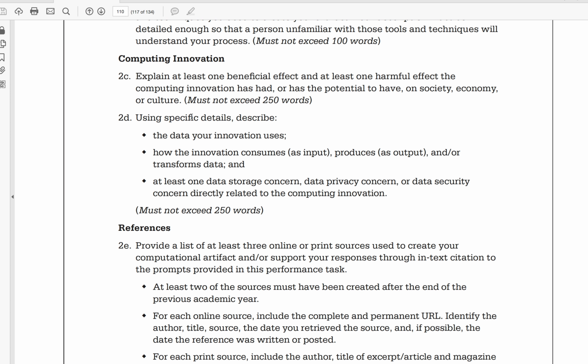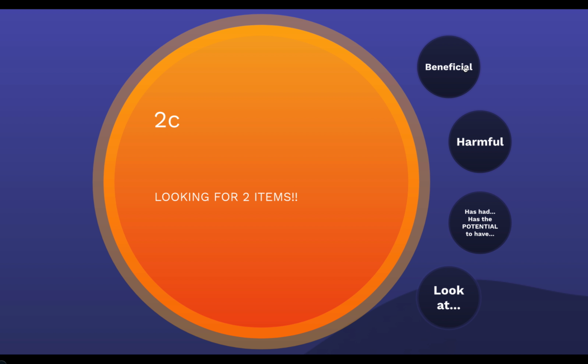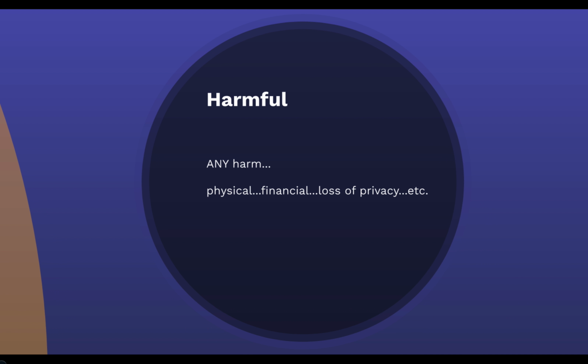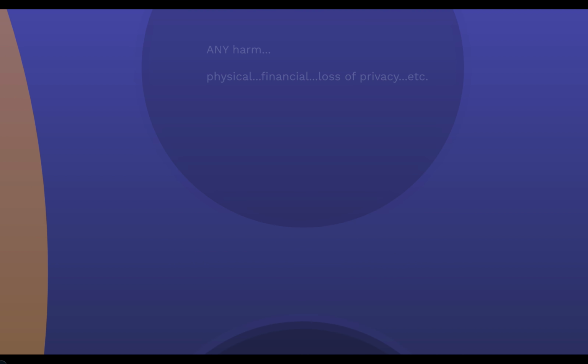It's looking for a beneficial effect and at least one harmful effect. So we're looking for two things: a beneficial effect, meaning it's good. In this case, they're looking for good for all, think society, culture, economy. And then harmful, any harm, physical, it could be financial, it could be loss of privacy. Harm, there's more than one way to harm a person using technology.